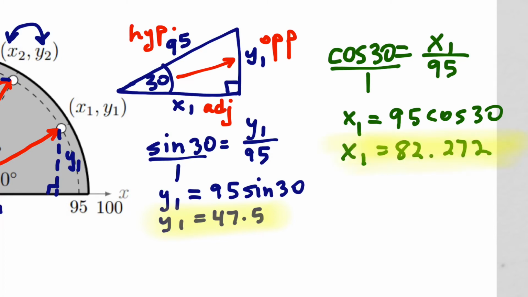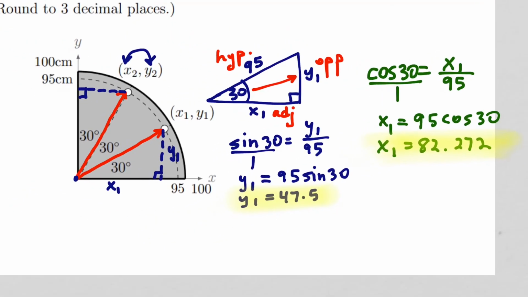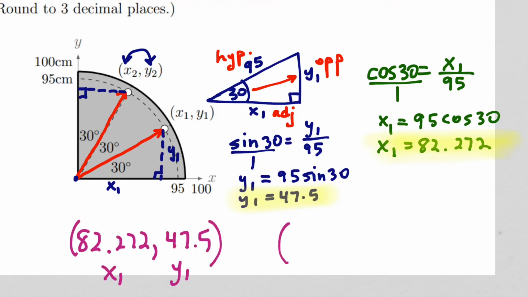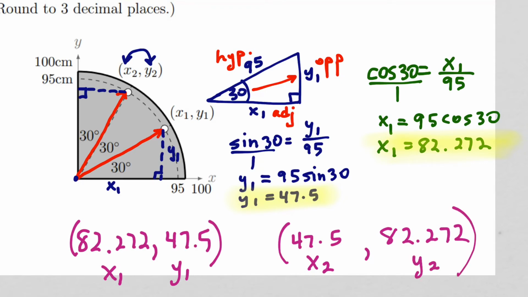So 82.272 is x1. So I've got my coordinate pairs. I've got x1, y1 is 82.272, comma, 47.5. And then I would switch the order of the coordinates for x2, y2, because it's the same triangle turned up on its end. So there's your answer to that example.